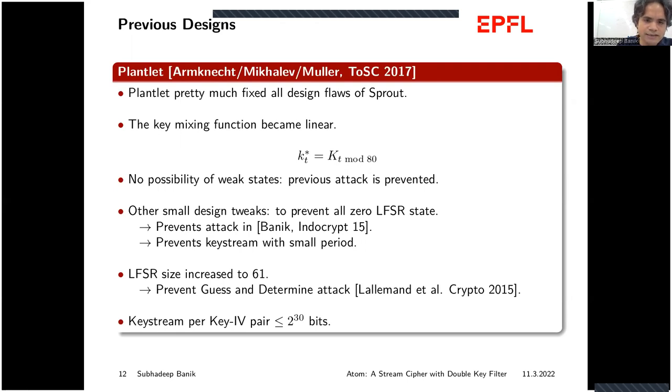And there were other small design tweaks made. For example, in order to avoid the LFSR falling into the all zero state, the authors changed the state update function during the keystream phase a little. And furthermore, they increased the size of the LFSR to 61 bits, which took the total size of the internal state to 101 bits. This was mainly done to prevent guess and determine attacks of the types reported by Banik and Isobe, and Lallemand and Naya-Plasencia at Crypto of 2015. Furthermore, they imposed another restriction. The total amount of keystream bits extractable for each key IV pair was limited to 2^30 bits.